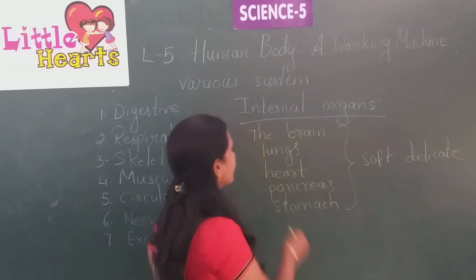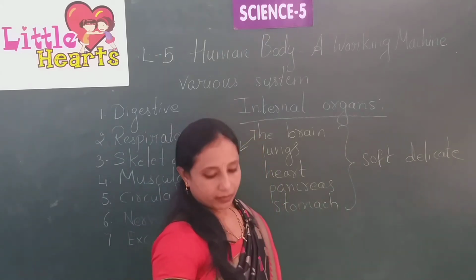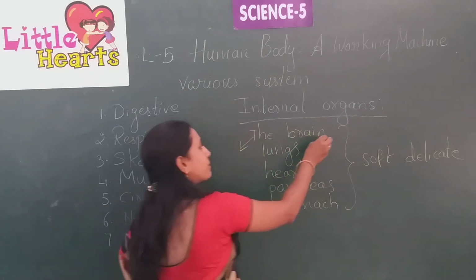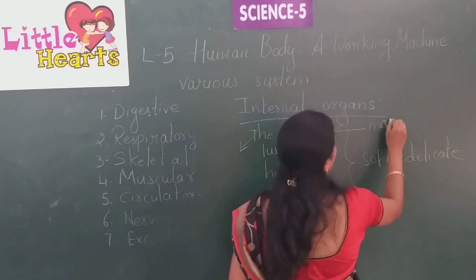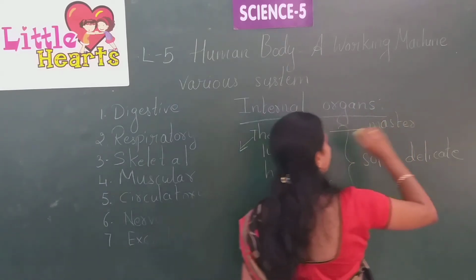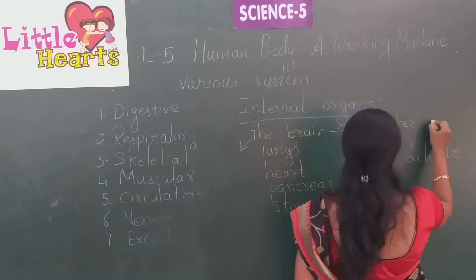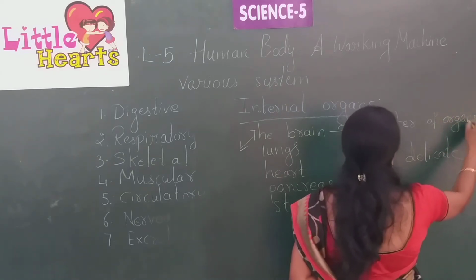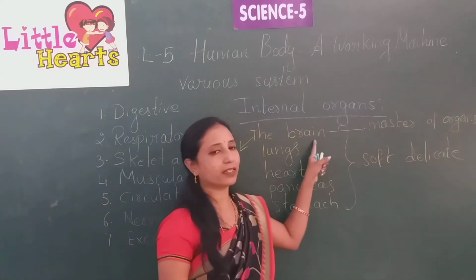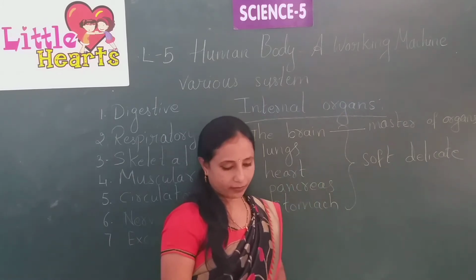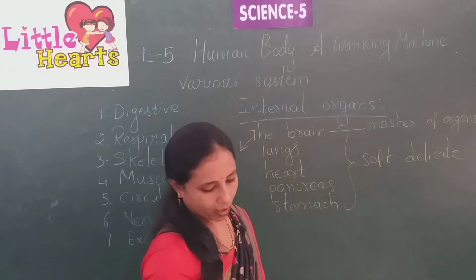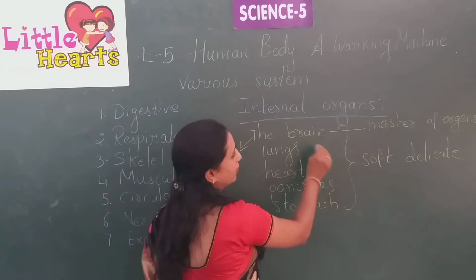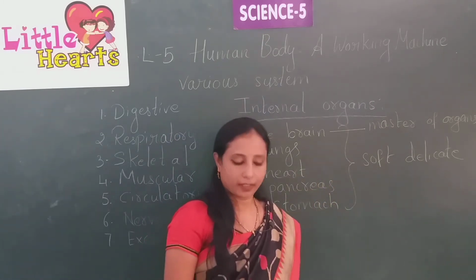The brain controls the organs and tells them what to do. So the brain is called the master of all organs, or the master of all systems, the nervous system. It controls all the functions in our body. All these organs help our body to work properly.